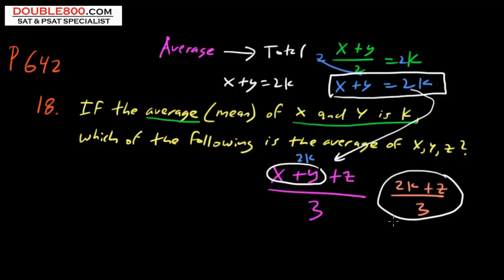I never want you to do lots of algebraic steps. That's really an inefficient way. If you ever see an average question, find the total, make an equation, and then it's going to be a substitution question. All right, the answer here is A.